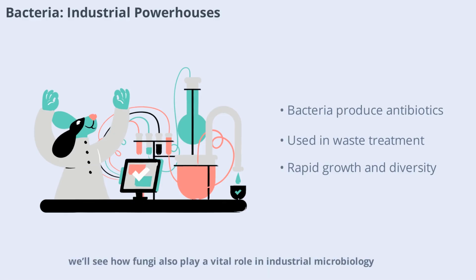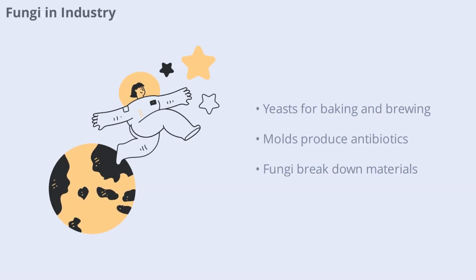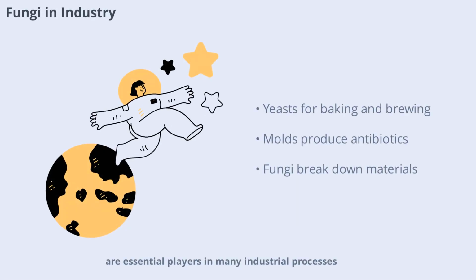Next, we'll see how fungi also play a vital role in industrial microbiology. Fungi, including yeasts and molds, are essential players in many industrial processes. Yeasts are famous for their role in baking and brewing, where they ferment sugars to produce bread and alcoholic beverages. Molds, on the other hand, are used to produce antibiotics like penicillin and various enzymes. The ability of fungi to break down complex materials makes them valuable for producing biofuels and other bioproducts.